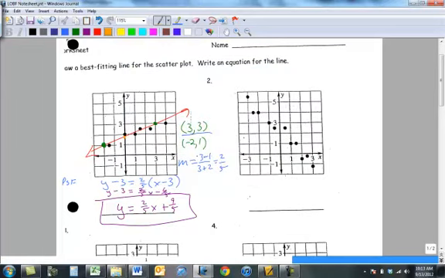Sorry about that. Go ahead and pause the tape. I want you to find the line of best fit for the next three problems here. Go ahead and pause it and work those out.